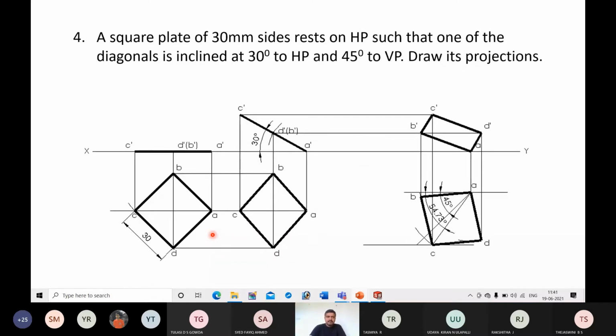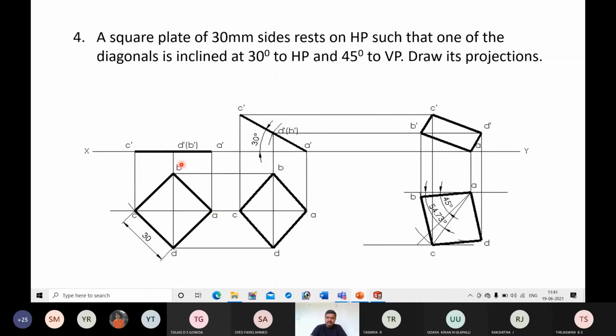In this problem, a square plate of 30 mm sides rests on HP such that one of the diagonals is inclined at 30 degree to HP and 45 degree to VP. Draw its projections. Here in the problem, they have not specified whether it is resting on edge or corner, but we have considered it as resting on corner.